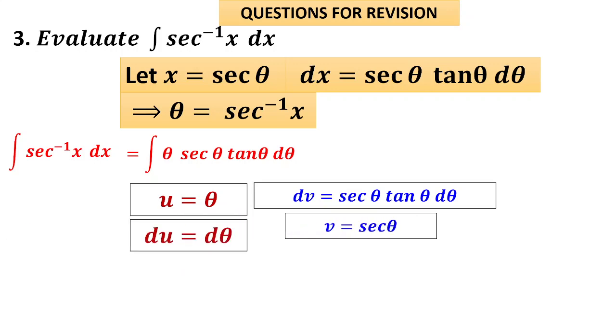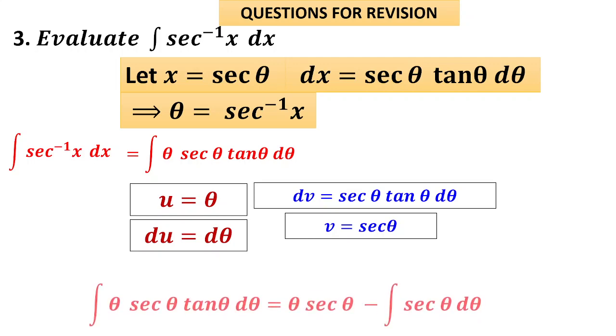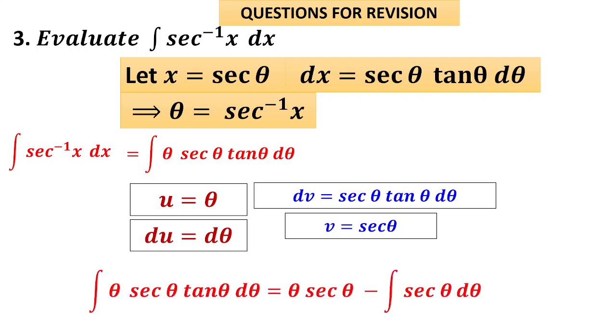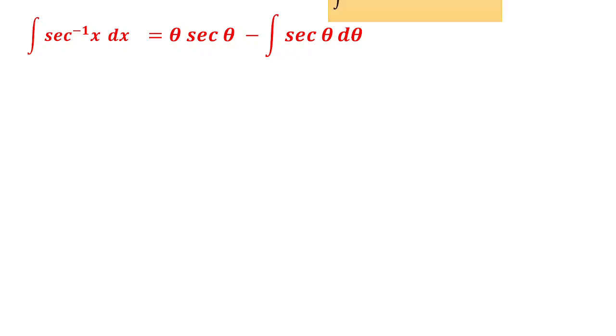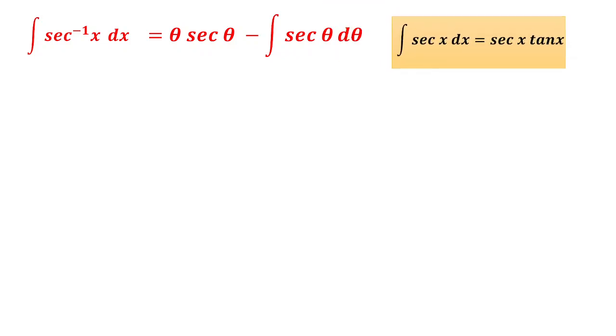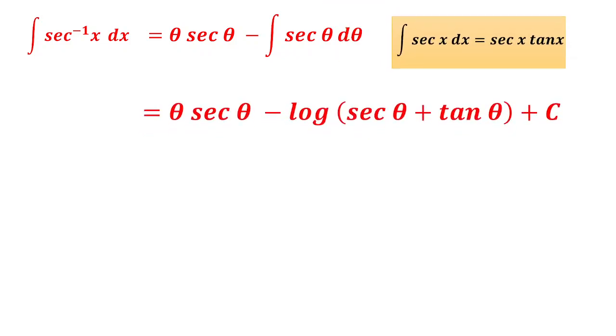Find v: the integral of secant theta tan theta is secant theta. Put it in the uv minus integral v du form: u into v is theta secant theta, minus integral v du, secant theta d theta. Let us continue. Now we have a direct formula for the integral of secant, it is log of secant x plus tan x, so we directly substitute it. But now we are ready for resubstitution because the given problem was in terms of x.